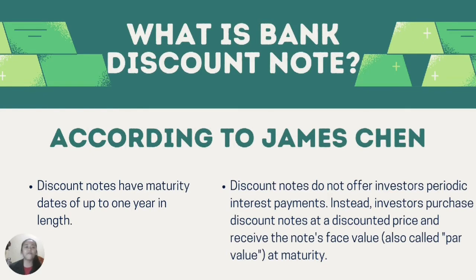So discount notes have maturity dates of up to 1 year in length. Since we now know that a discount note is a short-term obligation, which means bonds maturing in 1 to 3 years. Discount notes also do not offer investors periodic interest payments. Instead, investors purchase discount notes at a discounted price and receive the note's face value, also called par value, at maturity. A non-interest-bearing note generally looks similar to an interest-bearing note, except that it does not make reference to an interest rate. So after defining what a bank discount note is, let's proceed to its parts.